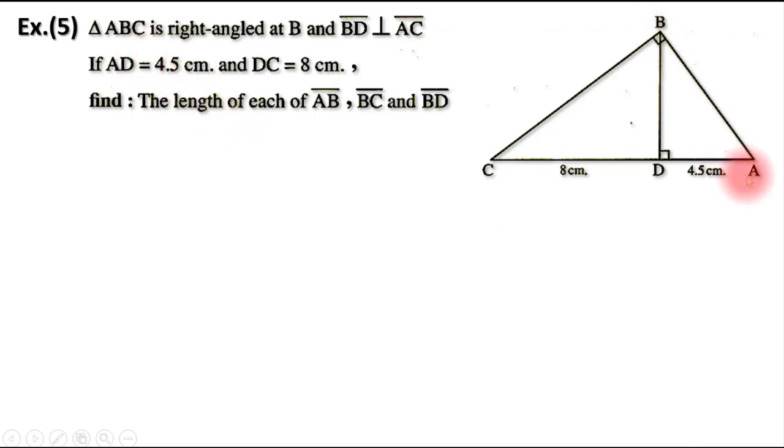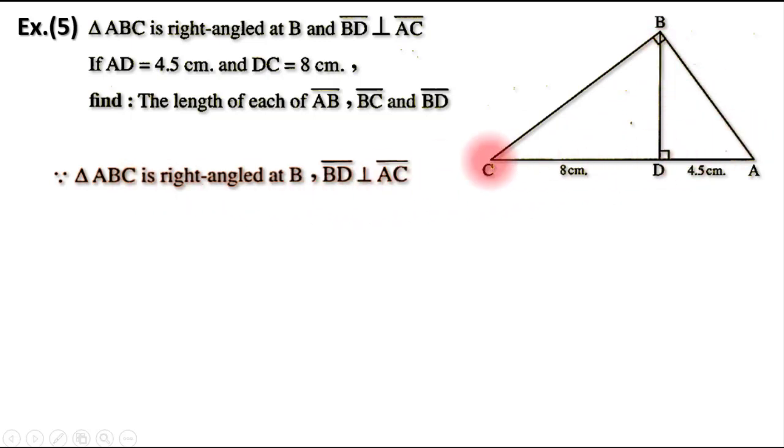Example number 5. ABC is a right angle triangle at B. BD is perpendicular to AC. Length of AD equals 4.5. Length of CD equals 8 centimeters. Find the length of AB, BC, and BD.